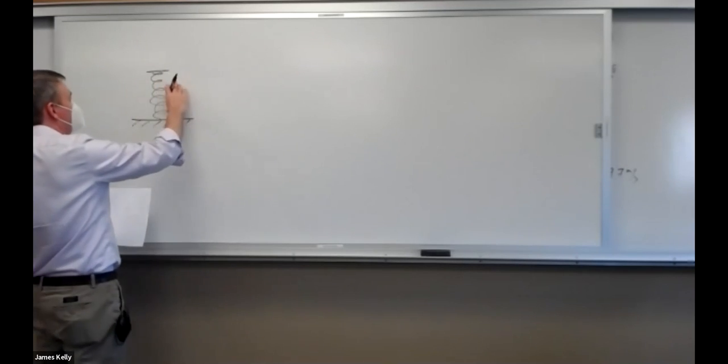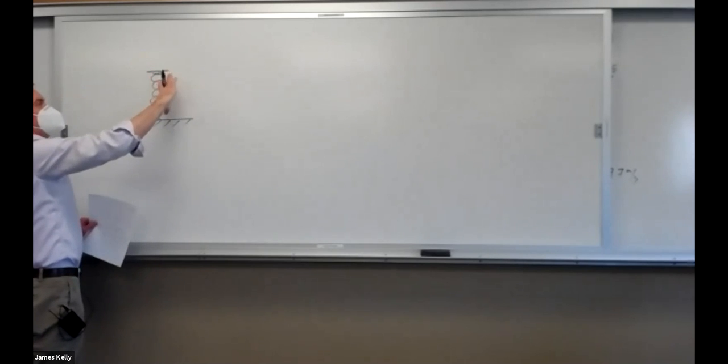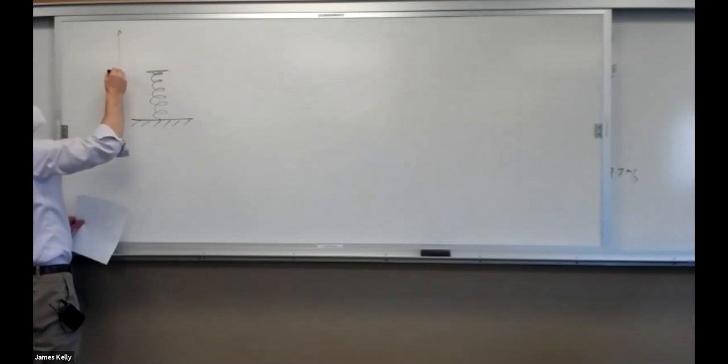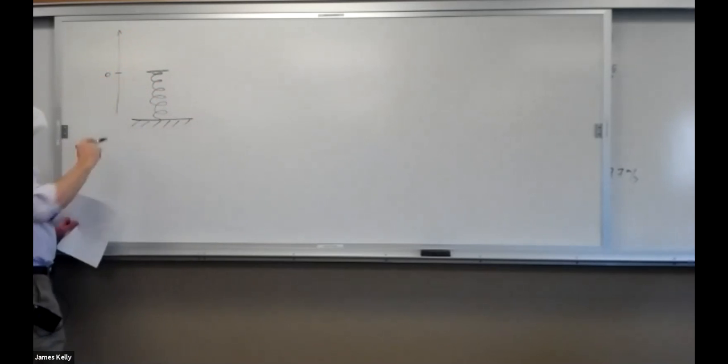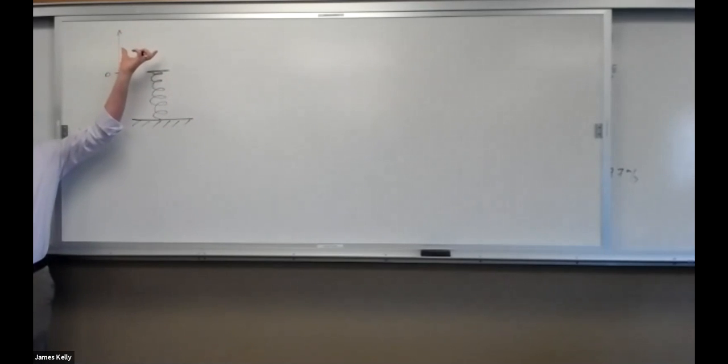So let's imagine this whole thing's effectively massless. This is the spring's equilibrium position. I'm going to draw a little axis on here and I'll say this is 0, since gravity is involved here too, right? Gravity is pulling on it as it goes up.